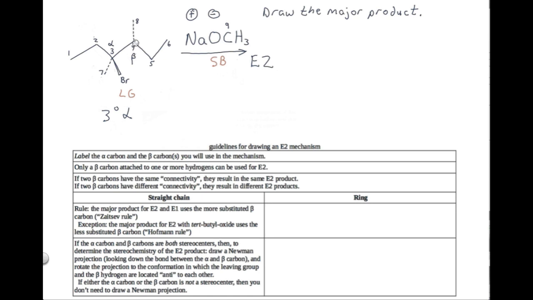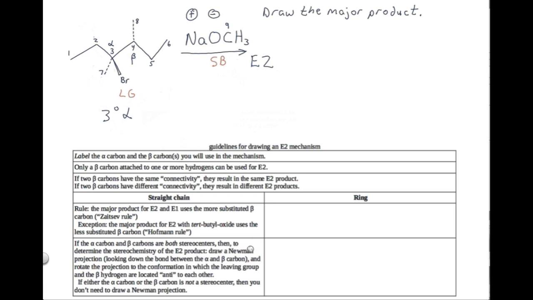That's very important. Now we check whether the alpha and beta carbons are both stereocenters, and they are. The alpha carbon is attached to 4 different groups: an ethyl group, a methyl group, a bromine, and this complicated carbon chain. And carbon 4 is also attached to 4 different groups: an ethyl group, a methyl group, a hidden hydrogen, and a complicated carbon chain. Well, since both the alpha carbon and the beta carbon are stereocenters, this is where our approach is to draw a Newman projection to help us figure out the stereochemistry of the product.